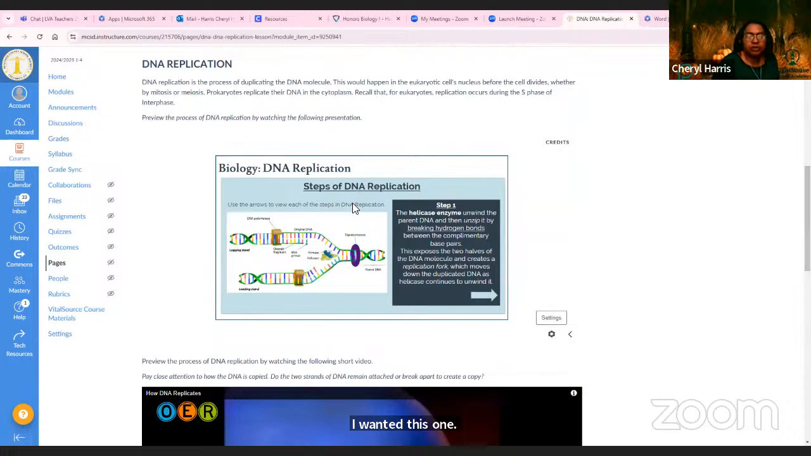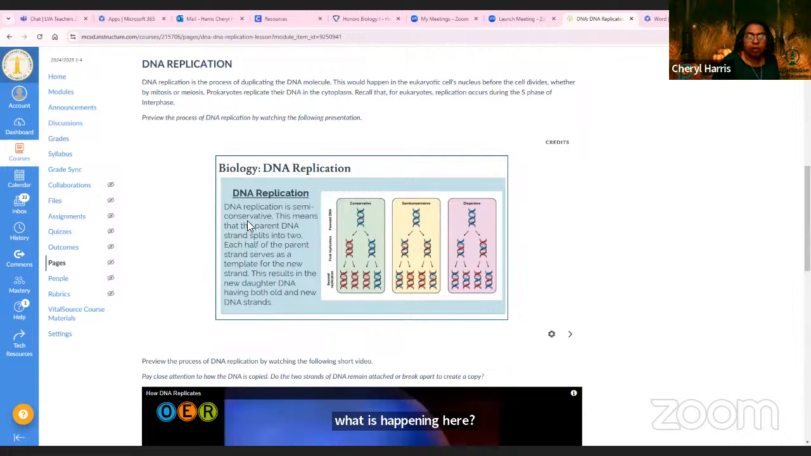All right, so make sure you read through what is happening here. The DNA strand splits in two. Each half of the parent serves as a template. Template means that that's a surface where something else can be added to it. It serves as a template for the new strand. And the result is the new daughter cells having both the old and the new DNA strands.